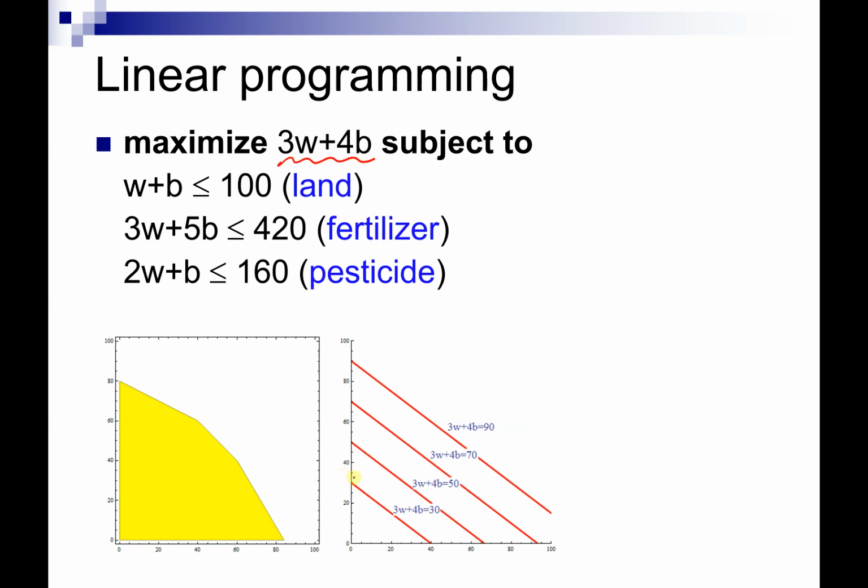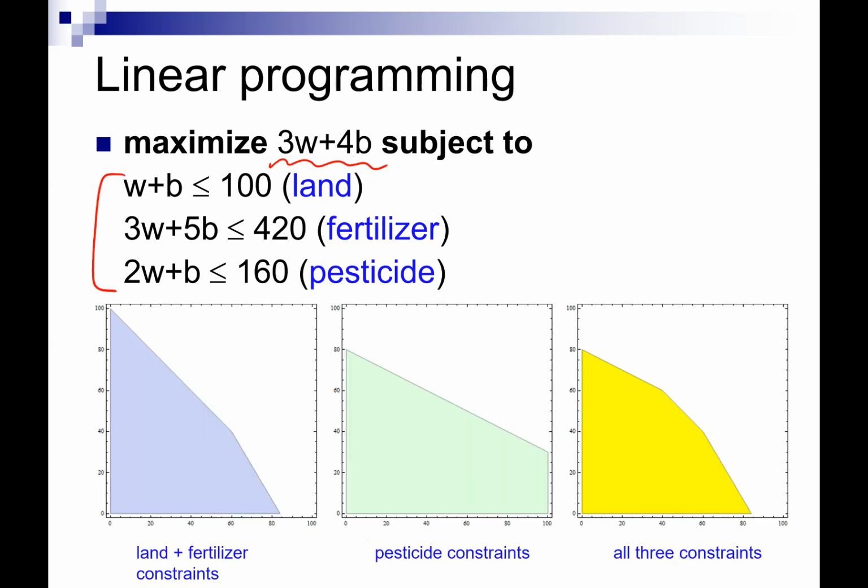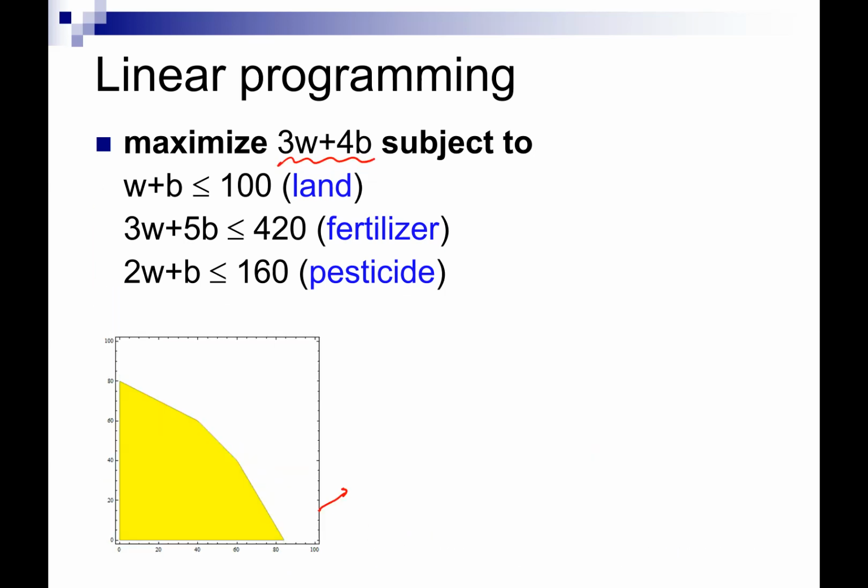For example, this line over here, the bottom red line, is a set of all points such that 3W plus 4B equals 30. Is this correct? I think these numbers are off by a little bit. However, the point is this red line over here. Let's see, the vertical axis was supposed to be wheat, right? Yeah, I guess.